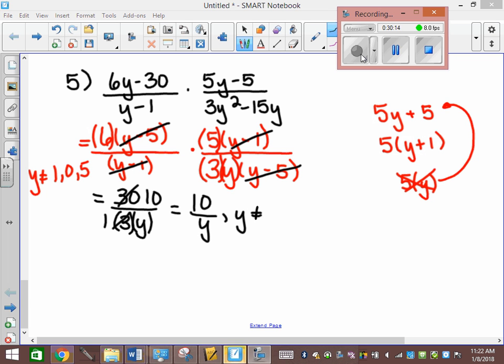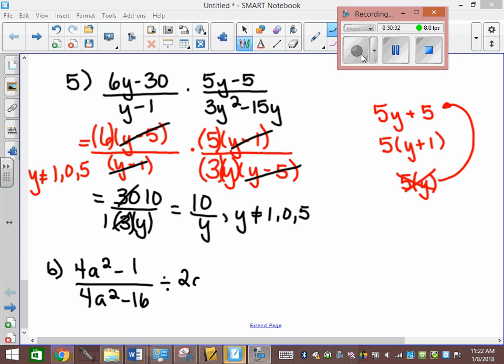Y cannot equal 1, 0, and 5. And what did I ask you to do here? I would have said simplify, right? Okay, and then b, 4a squared minus 1. This one is complicated. I picked this one for the very reason that it is a little harder than the other ones, because there's a few different steps.